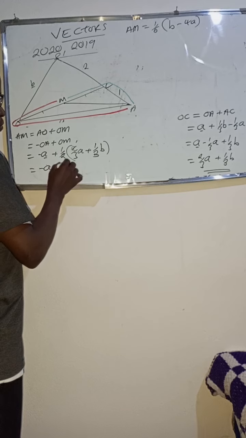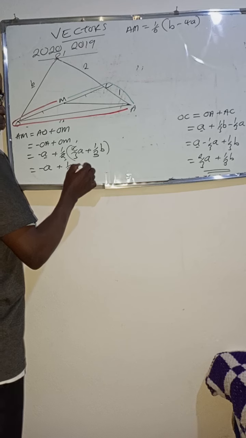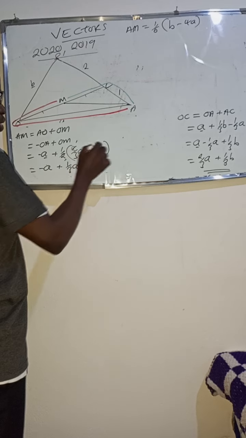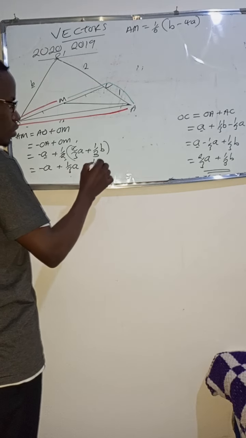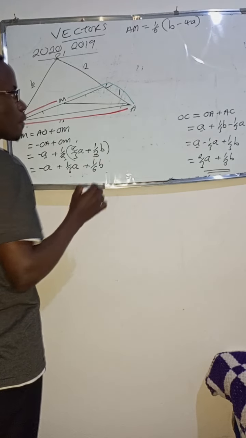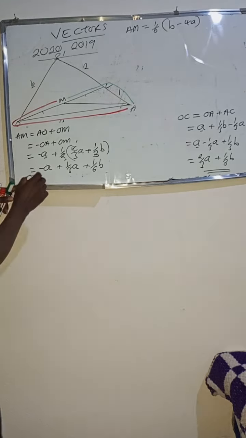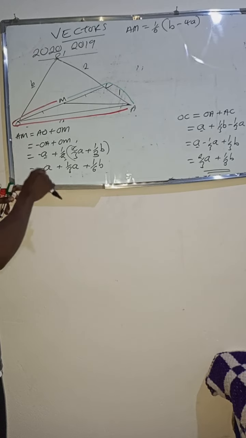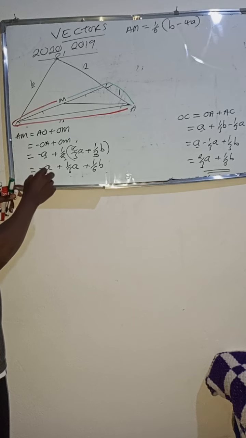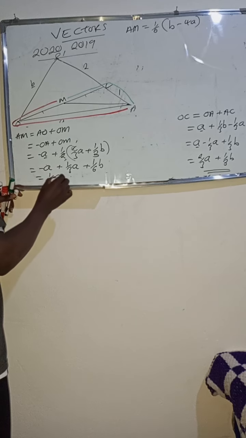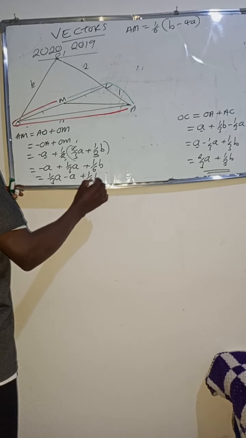So this is going to be 1/3 of A, plus this is going to be this, and that is going to be 1/6 of B. Okay, so this is then going to be equal to what? Let's simplify this. Remember, this is 1/3 of A minus A, then plus 1/6 of B.